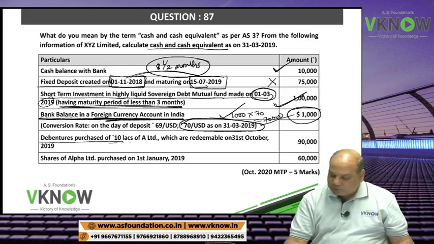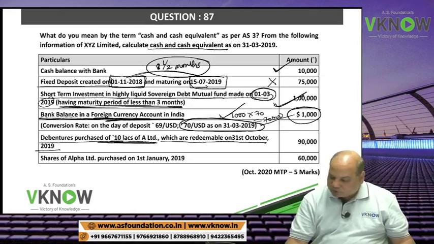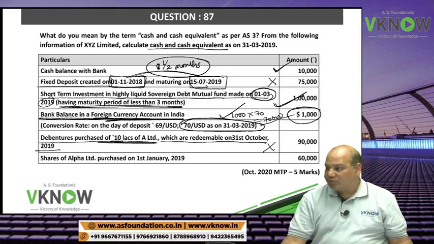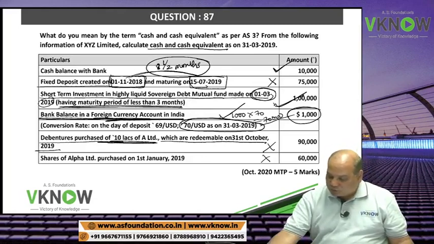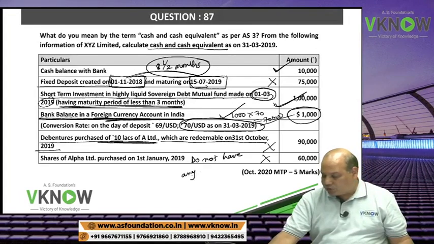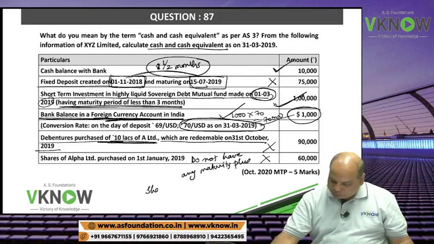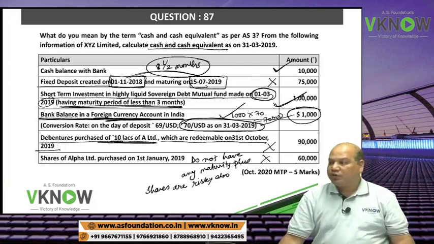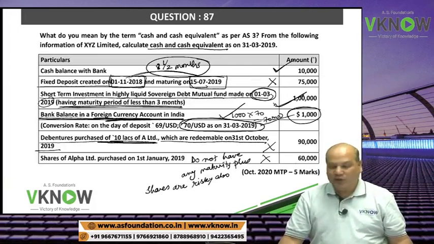Debenture purchased of rupees 10 lakh of A Limited, which are redeemable on 31st October. The answer is no. Its maturity period is more than 3 months. And then shares do not have maturity date. Shares do not have any maturity date, and plus shares are risky also. Therefore, 60,000 investment in share cannot be called as cash equivalent.